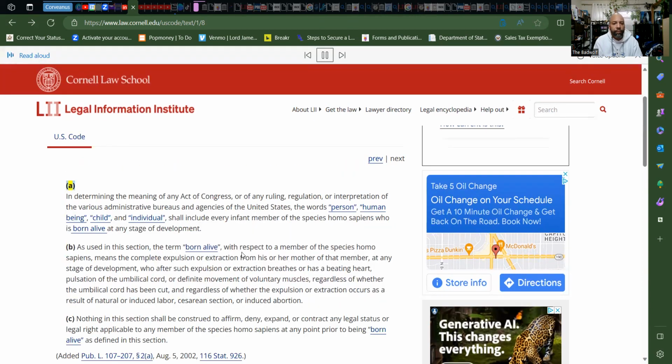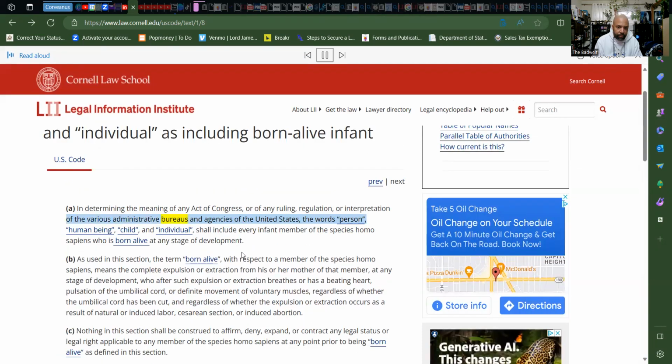A. In determining the meaning of any act of Congress, or of any ruling, regulation, or interpretation of the various administrative bureaus and agencies of the United States, the words person, human being, child, and individual shall include every infant member of the species Homo sapiens who is born alive at any stage of development.